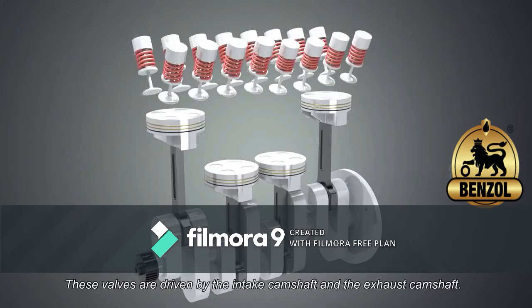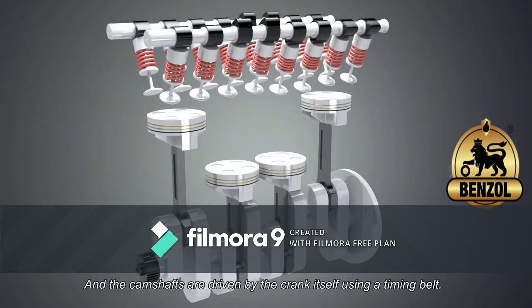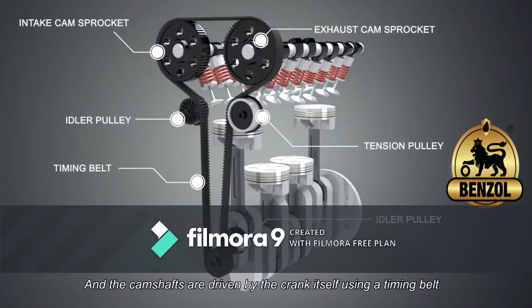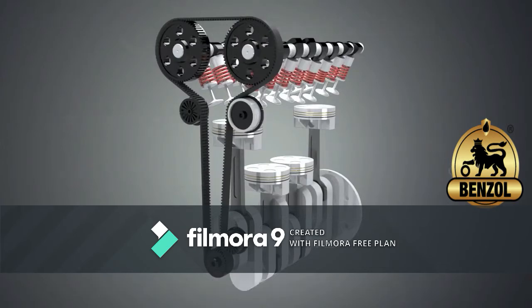These valves are driven by the intake camshaft and the exhaust camshaft, and the camshafts are driven by the crank itself, using a timing belt. There will be idler pulleys and a tensioner pulley to hold the belt tight in place.